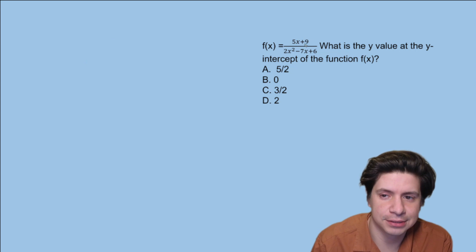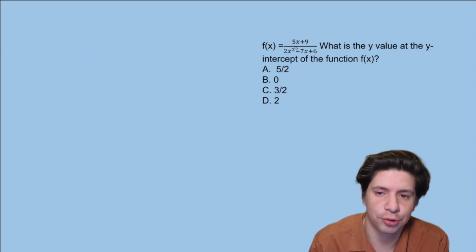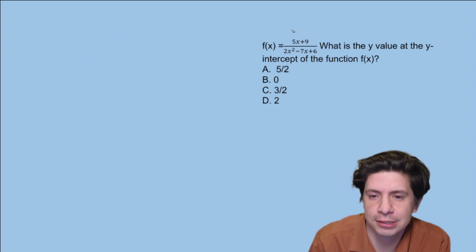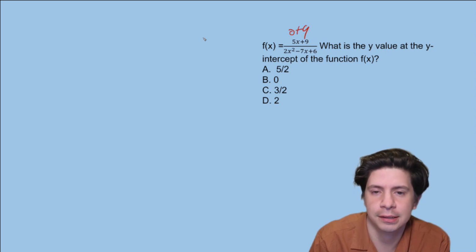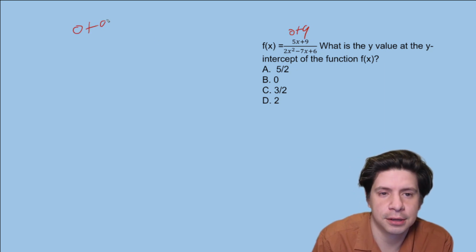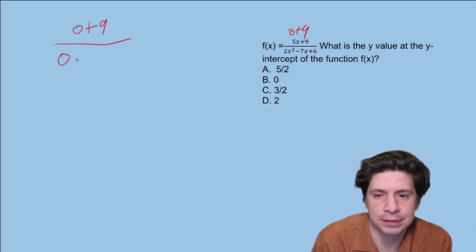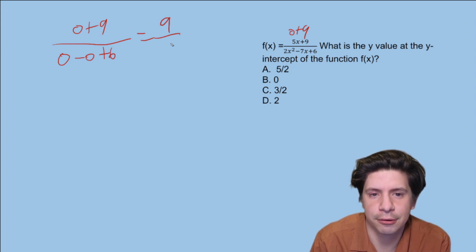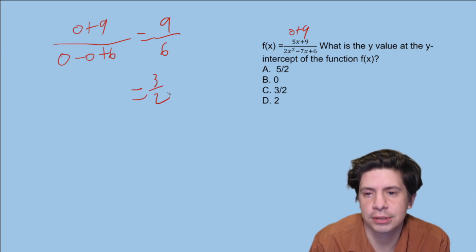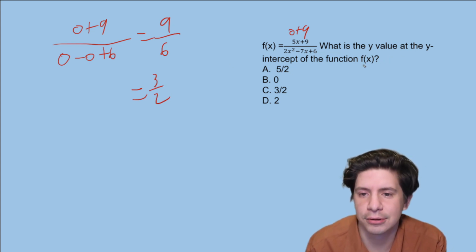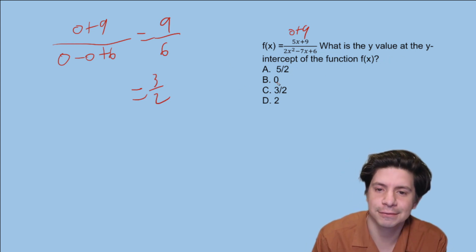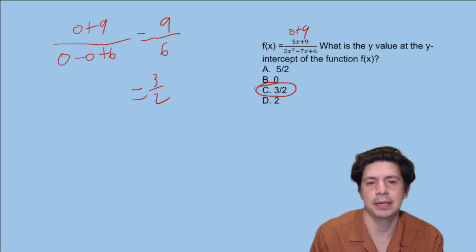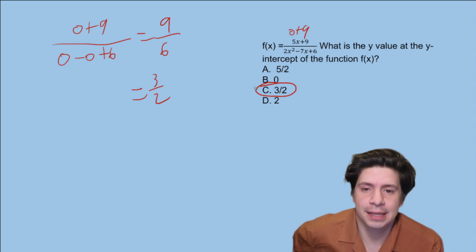Okay, so for this one, this is our last one. It's like the last one we just did, but it's a little more complicated because it's a fraction, but we still do the same thing where we plug in 0 for x. So this goes to 0, so we have 0 plus 9 on top, and on the bottom we're going to have 0 minus 0 plus 6, and that just goes to 9 over 6, which is going to go to 3/2. So when it says what is the y value at the y-intercept of the function, we're going to have 3/2, which is C.